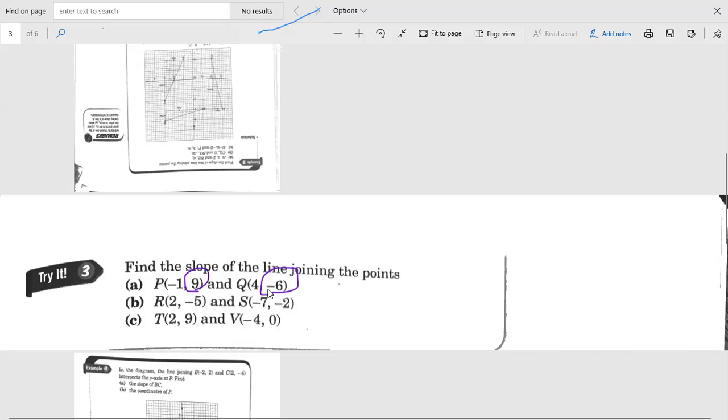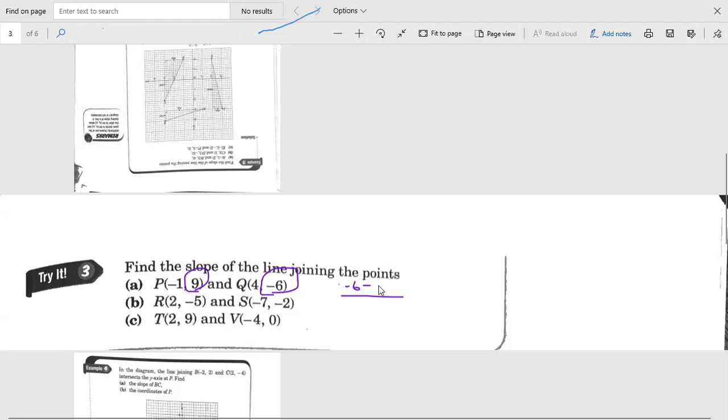So we want to use -6 minus 9 and then divided by x2 minus x1. So what is x2 minus x1? Timmy, can you tell us? Yes, x2 minus x1. What is that x2? That is 3.